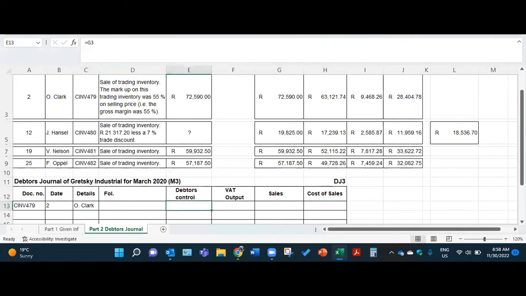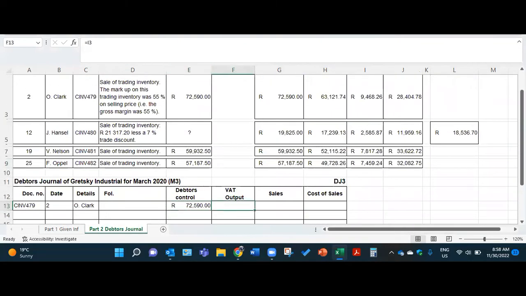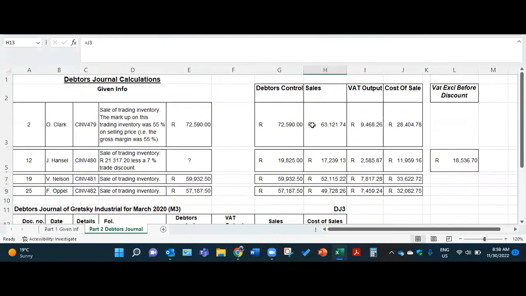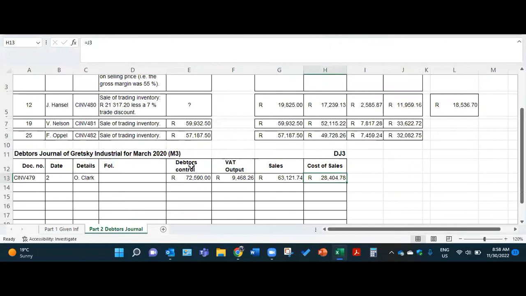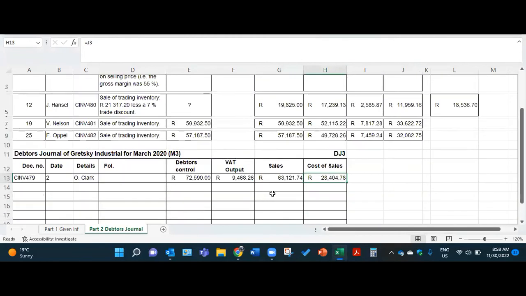Debtor's control, we now record it from those calculations. Same with the VAT output, same with the sales, same with the cost of sales. And now you might ask me, when I did the calculations, I had debtor's control, sales, VAT output. Now I have debtor's control, VAT output, and sales. The reason that we put this like this in the debtor's journal is just because this is the order in which it was given in the question, and so I am just making sure that I'm doing it in that order.